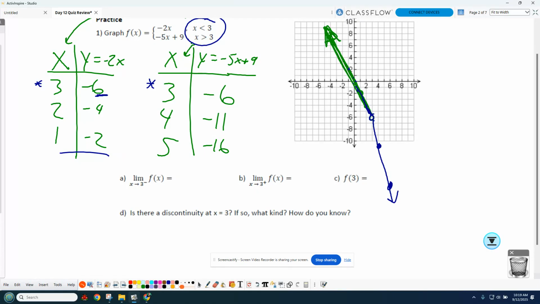Sophia, as we approach 3 from the left? Negative 6. Naomi, as we approach 3 from the right? Negative 6. Lucia, f of 3 itself? Undefined. What kind of discontinuity do we have, Arden?